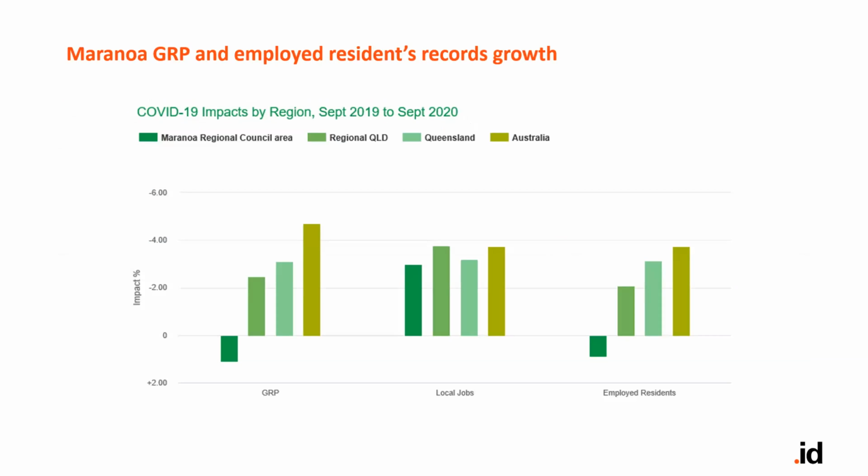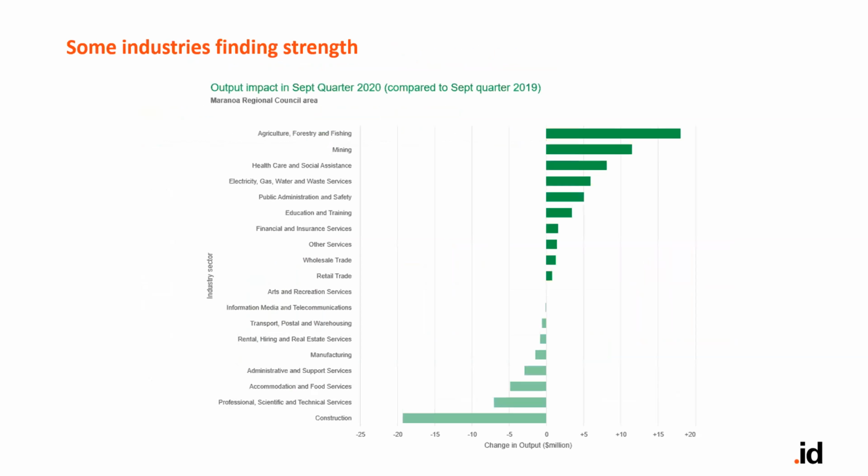We can see here, this chart's actually almost flipped. So where we're pointing downwards here, that's actually a positive trend. So employed residents and GRP, we've had growth since September last year. And when you compare that to regional Queensland, Australia, Maranoa is in a pretty good position. Our local jobs though, we're still in the negative. So let's have a look at what's happening.